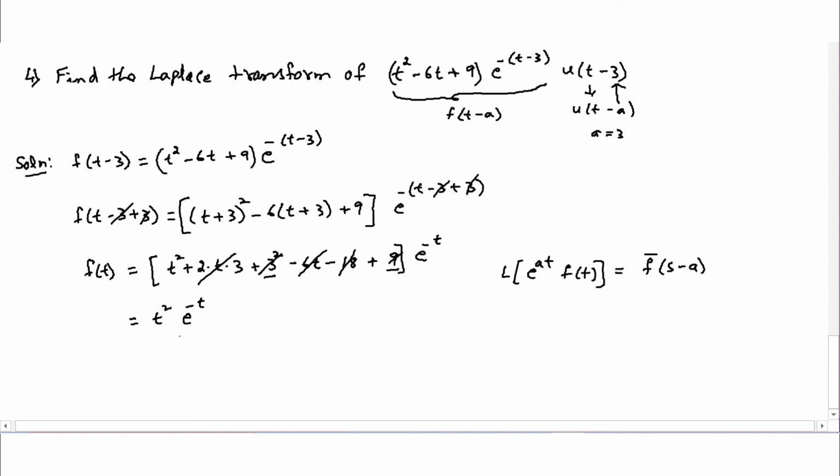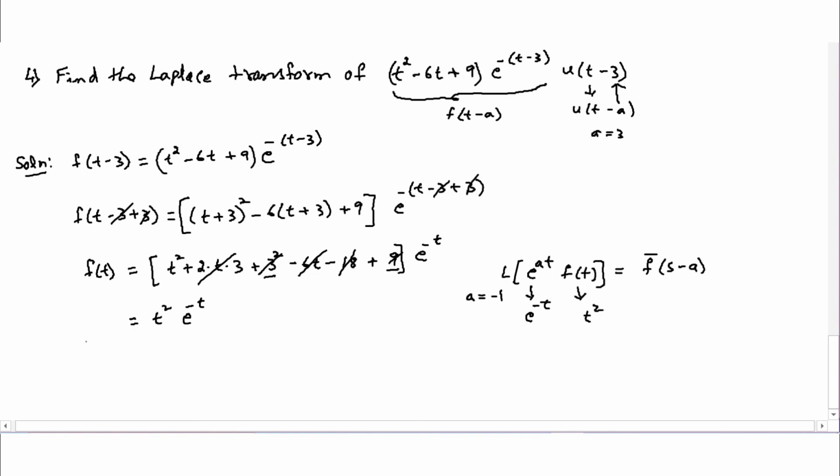First we will try to identify the value of f of t. So e power of at in this case represents e power of minus t. What does the a value represent here? The a value in this case will be minus 1. And what does f of t represent? f of t represents your t square value.